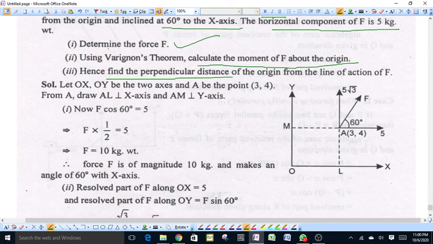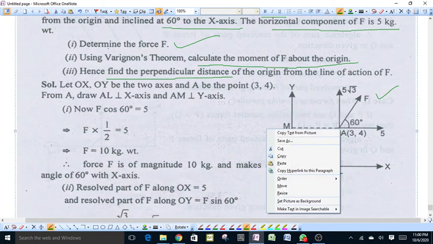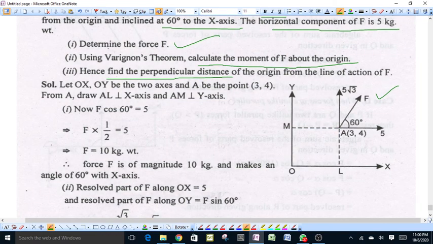of action of F. Suppose this is the force F, which makes an angle 60° with the horizontal direction, and this point A is the point (3, 4). Now we draw AL perpendicular on OX and AM perpendicular on OY.